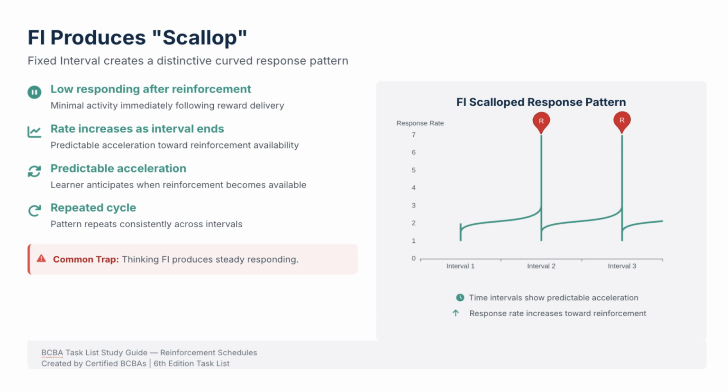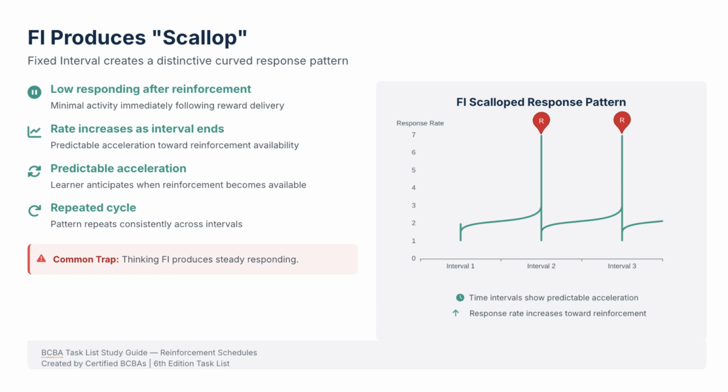Fixed interval schedules create a scalloped response pattern. Immediately after reinforcement, responding is low. As the next interval approaches completion, responding accelerates. Graphically, this looks like repeated curved increases, like scallops. The predictable timing drives this acceleration. If you see low responding followed by gradual acceleration before reinforcement, think fixed interval.